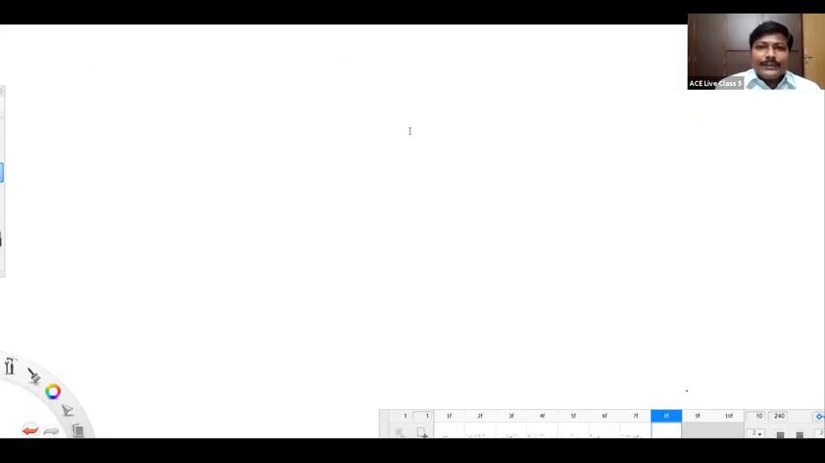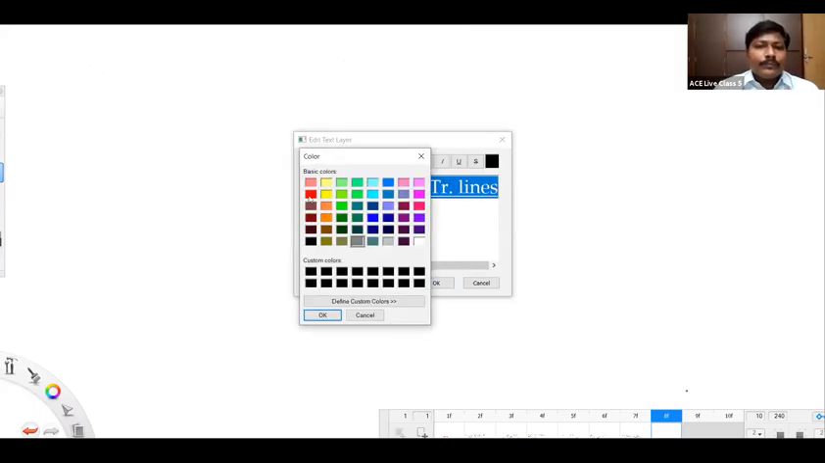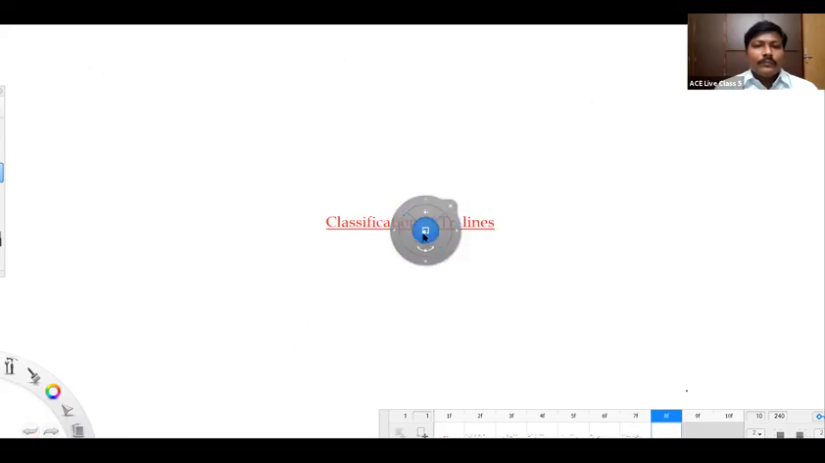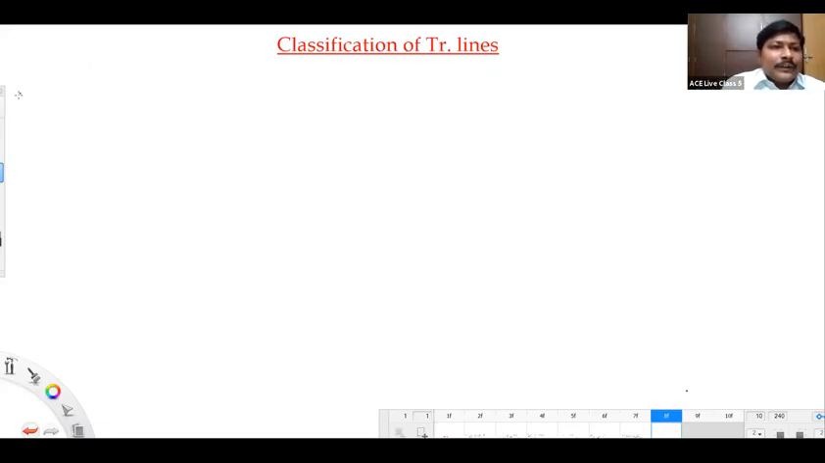Classification of transmission lines. First of all, you should know what the criteria is, or on what basis you are going to do this classification. That we should know first. Anyway, tell me, what is the criteria for the classification of lines?